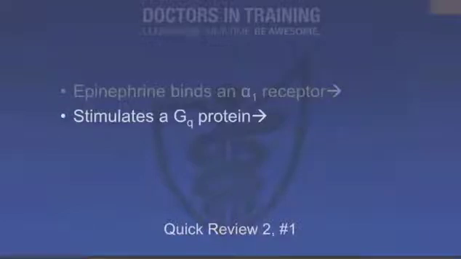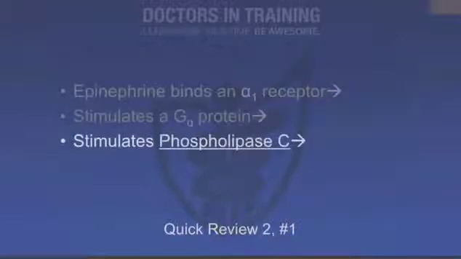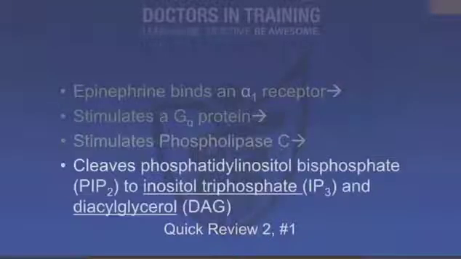Remember the mnemonic was cutesy. Gq stimulates phospholipase C. What does phospholipase C do next? It cleaves phosphatidylinositol bisphosphate into inositol triphosphate and diacylglycerol. Let me say that again. Phospholipase C cleaves a phospholipid called phosphatidylinositol bisphosphate, commonly abbreviated as PIP2, and it cleaves that molecule into inositol triphosphate and diacylglycerol. Again, very important for board exams to know that.